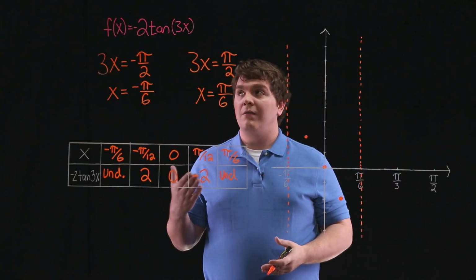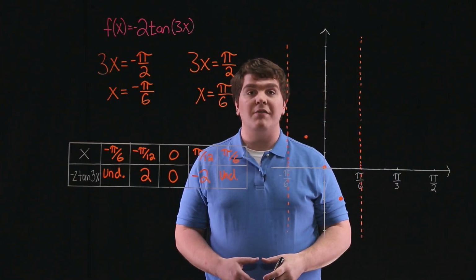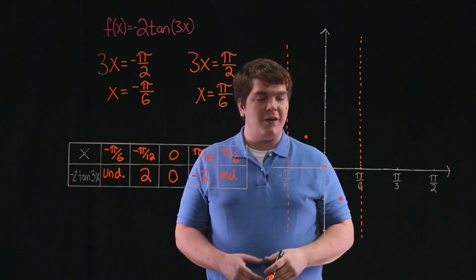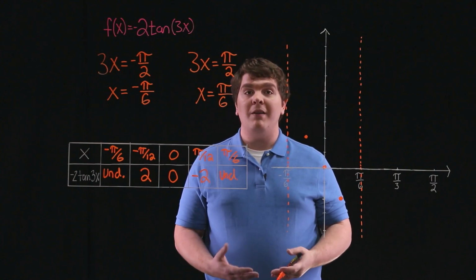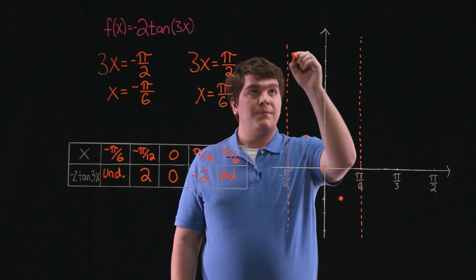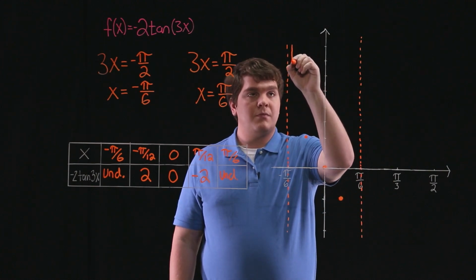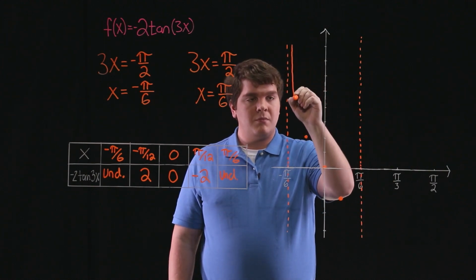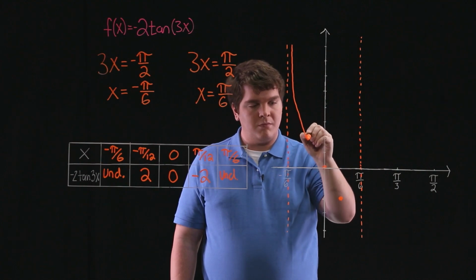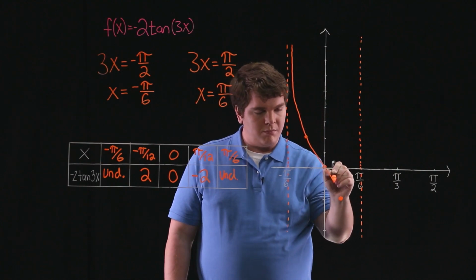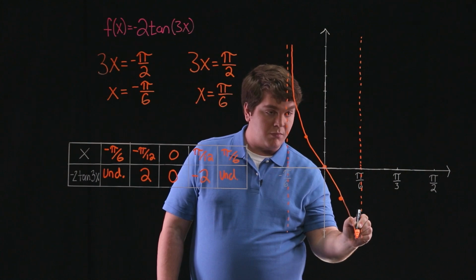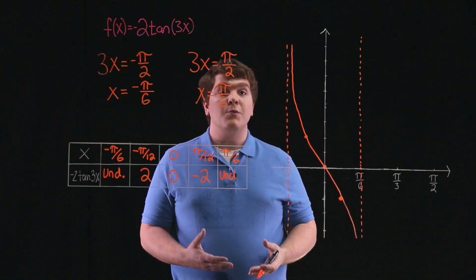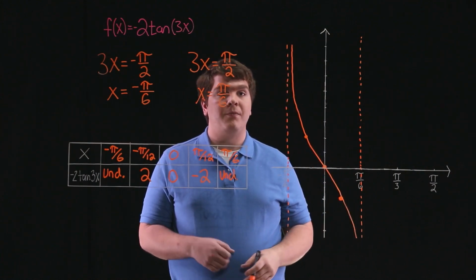So to sketch the graph of f of x equals -2 tangent of 3x, we'll connect these 3 dots using a smooth curve, keeping in mind our vertical asymptotes. Now there is one period of our graph.